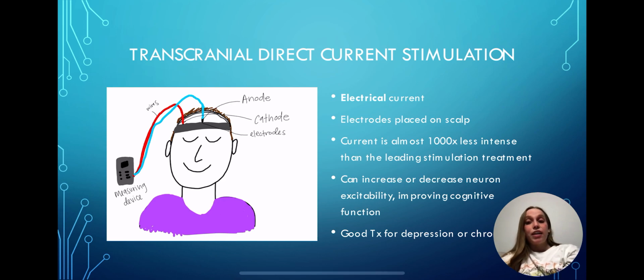This current can either increase or decrease neuronal excitability, potentially improving cognitive function. Evidence shows that TDCS is good for people with depression or chronic pain. Very little evidence shows anything about social media addiction, but given the success it has in suppressing the prefrontal cortex, I believe that we could use TDCS to reduce cravings and impulsive behaviors in individuals with social media addiction.